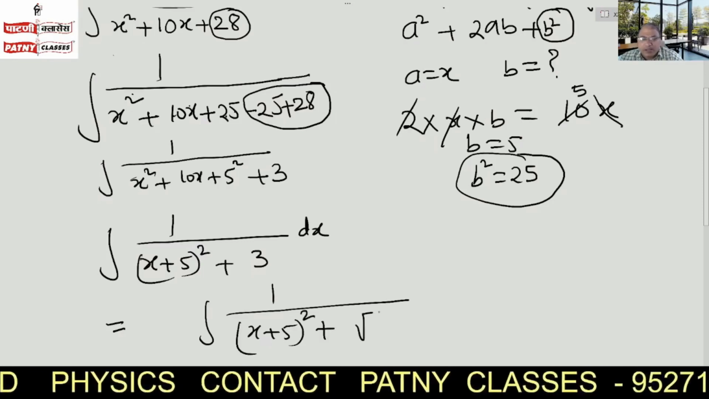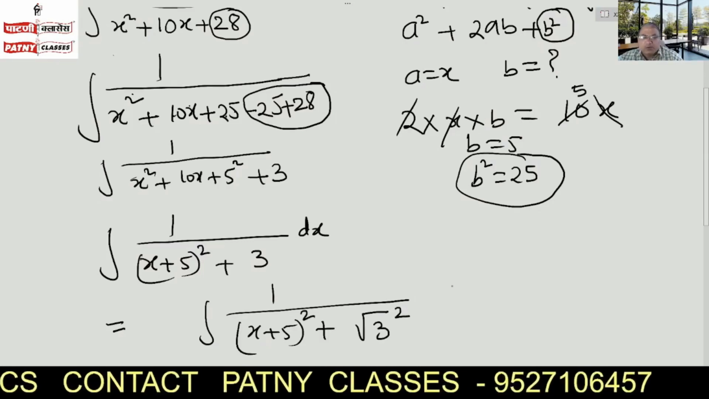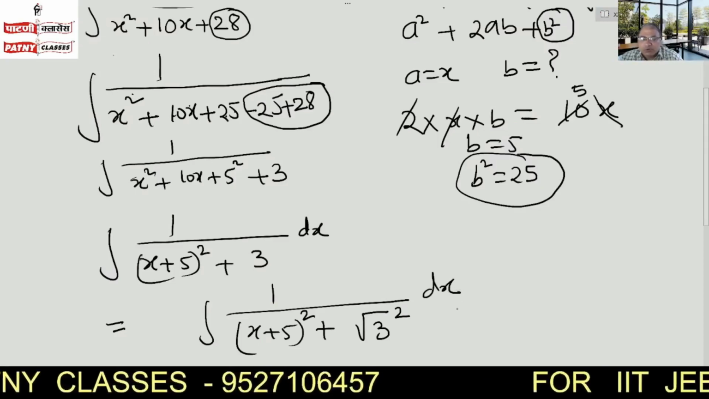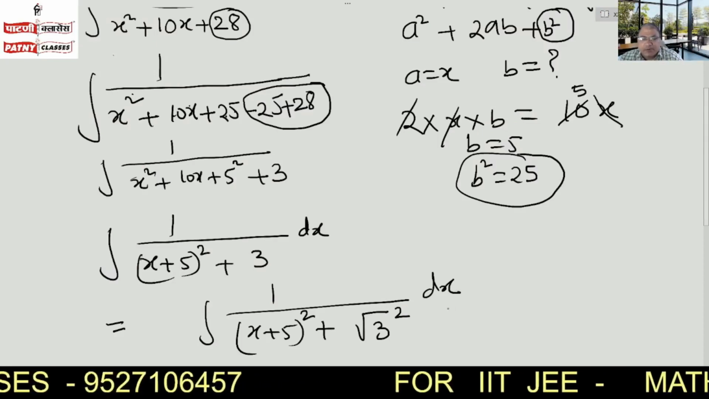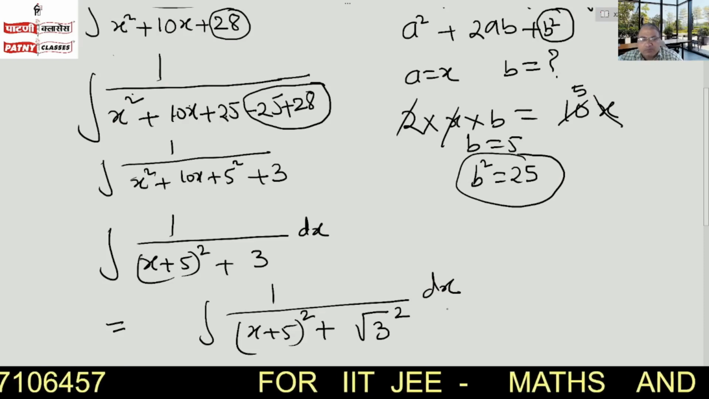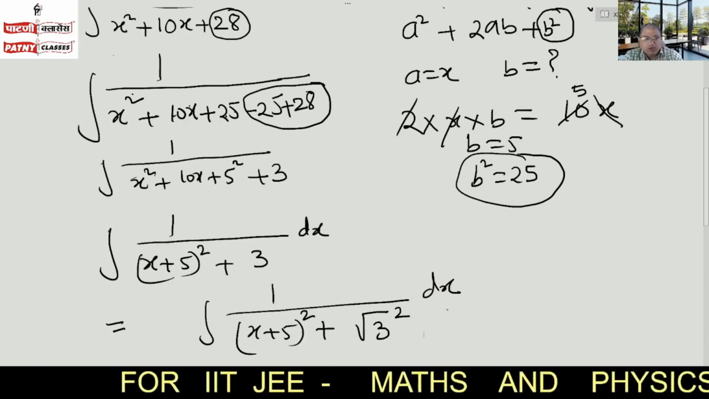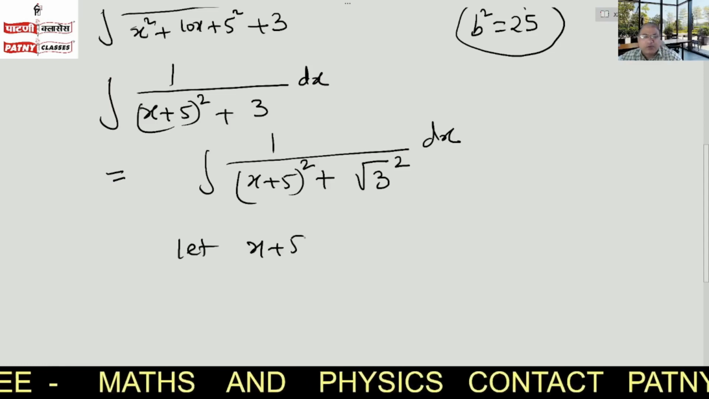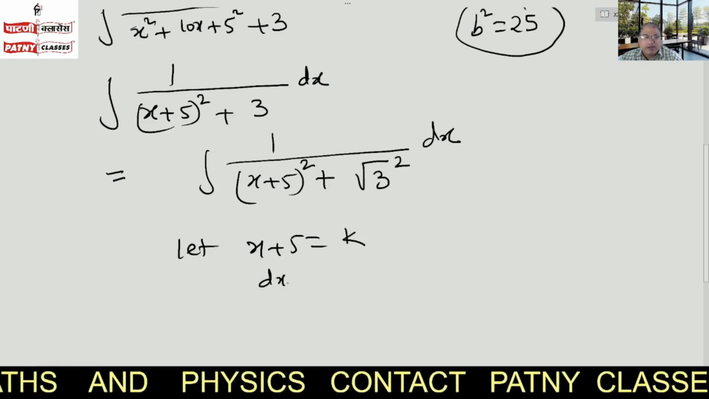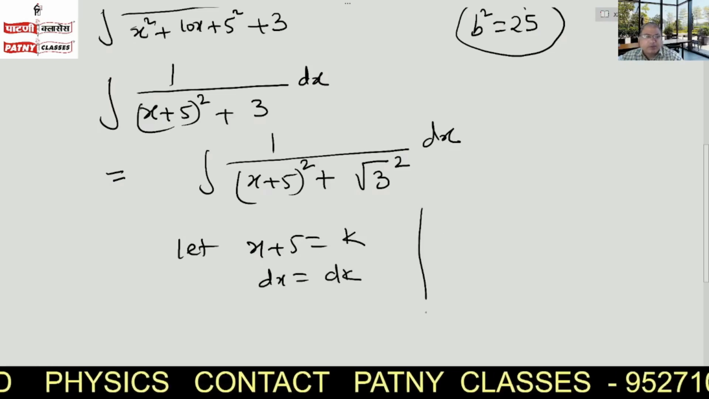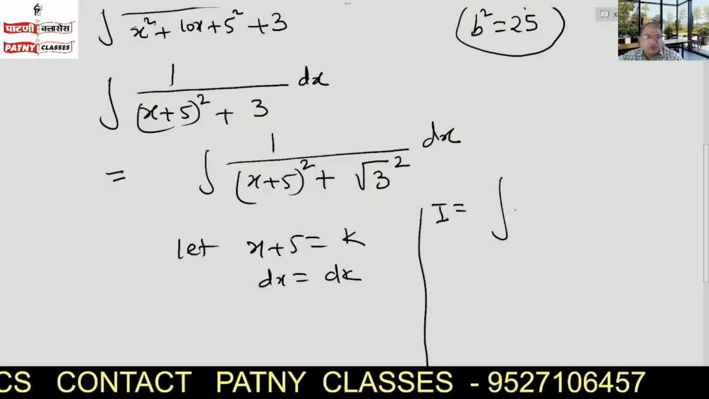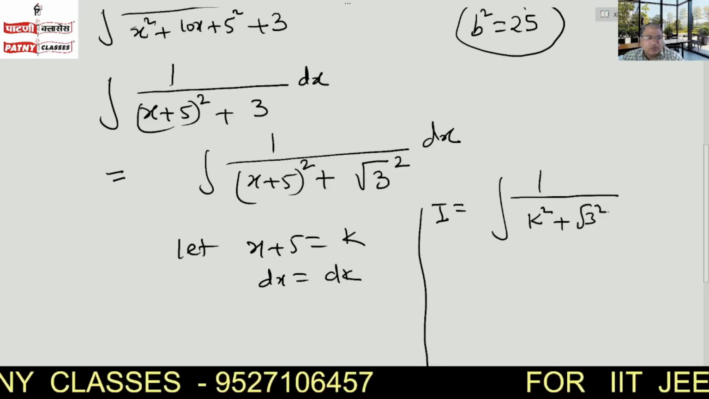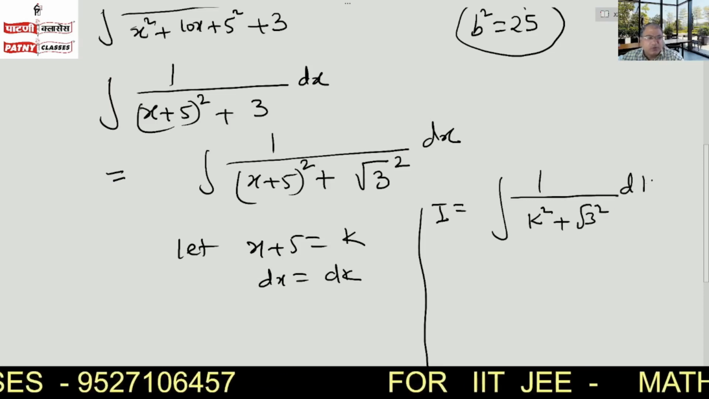3 can be written as root 3 square to make it a perfect square, but it is not in the standard form, so we cannot perform the integration at the basic level. To convert into standard form is the first priority. And how to convert into standard form? We can say let x plus 5 equals k, and we get dx equals dk. Therefore I equals integration of 1 upon k square plus root 3 square with respect to k.